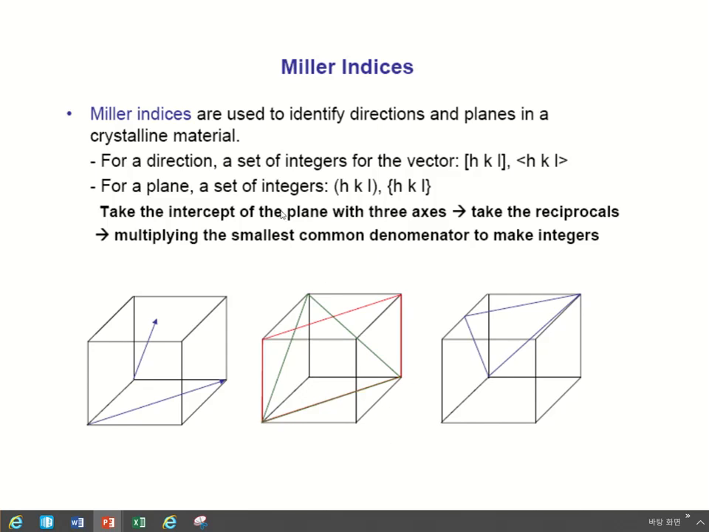Basically, in Miller indices, you should think about these steps: take the intercepts of the plane with the three axes, then take the reciprocals, and then multiply by the smallest common denominator to make integers. That's the kind of step you can follow to get the Miller indices. Okay.